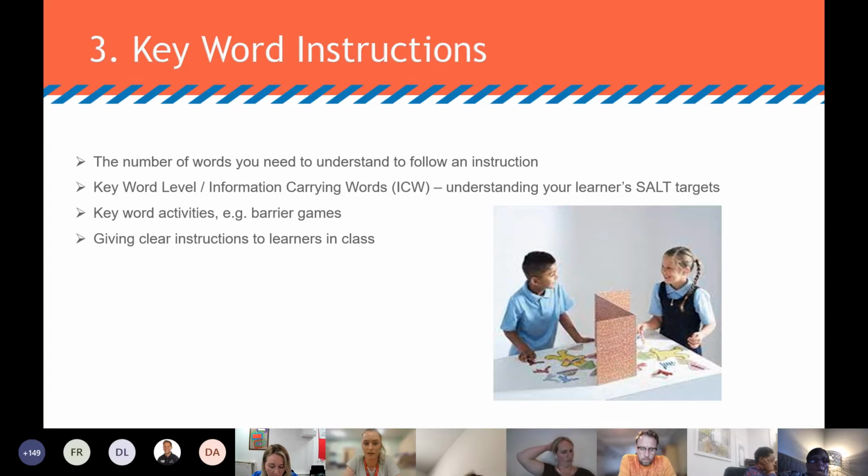So we'll be really going into that in this session, and you can have a go at putting together some instructions yourself. We'll be going through activities such as barrier games, and focusing on the importance of giving clear instructions to learners in your class. So being aware of each learner's keyword level and making sure you're really keeping those instructions to the level that they're going to be able to understand.